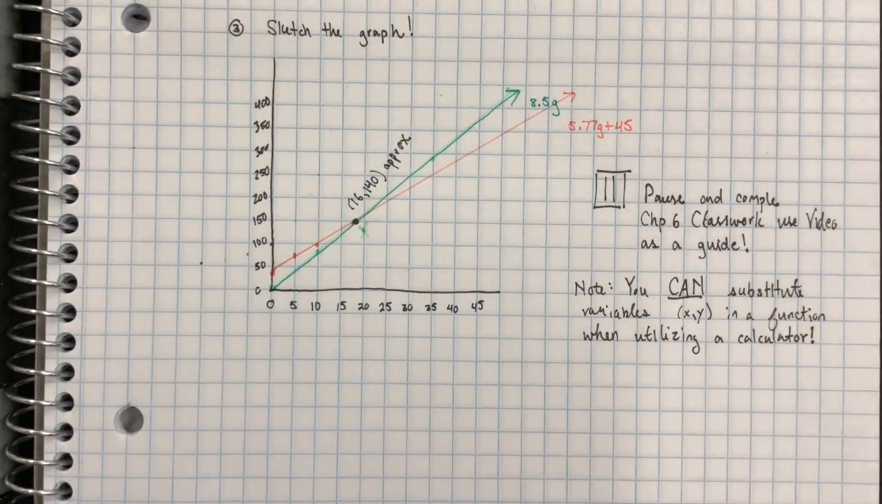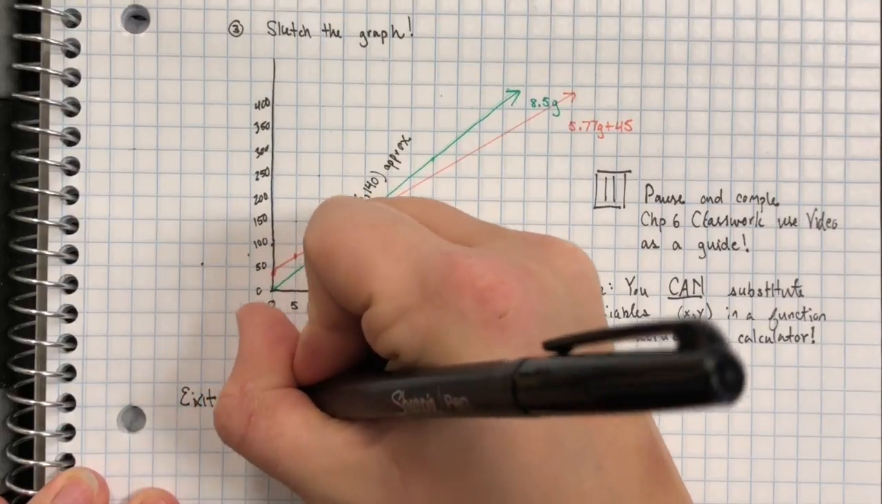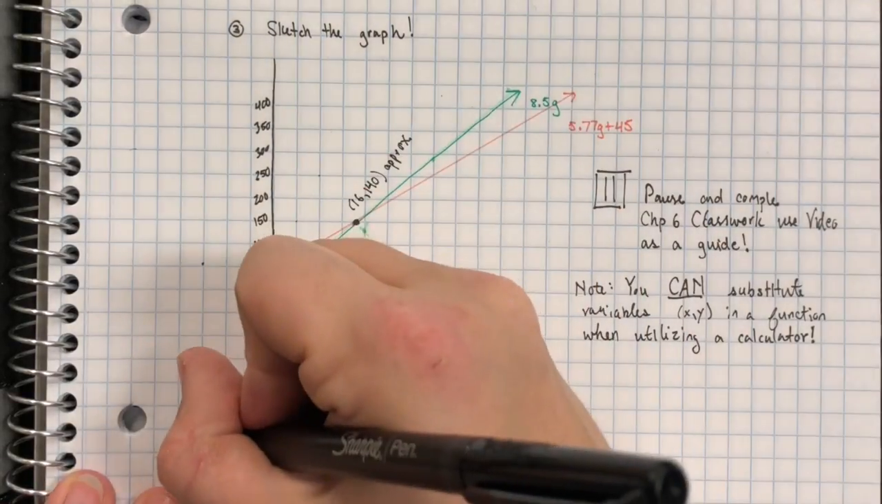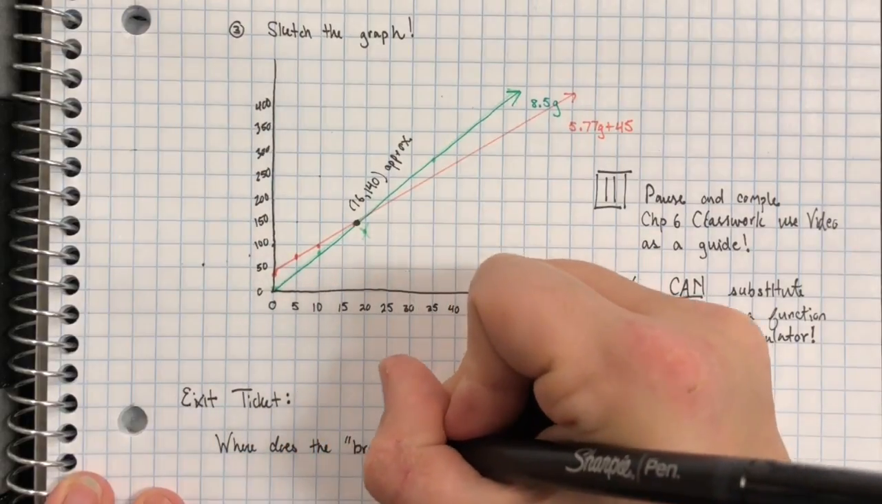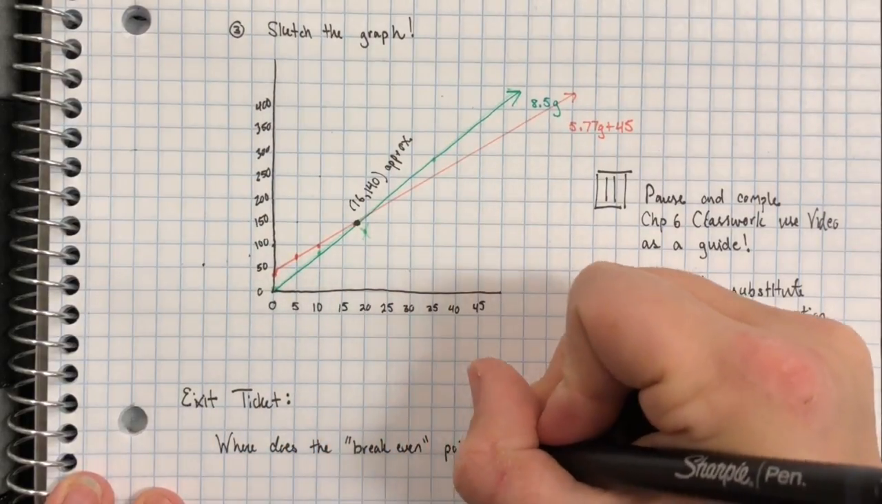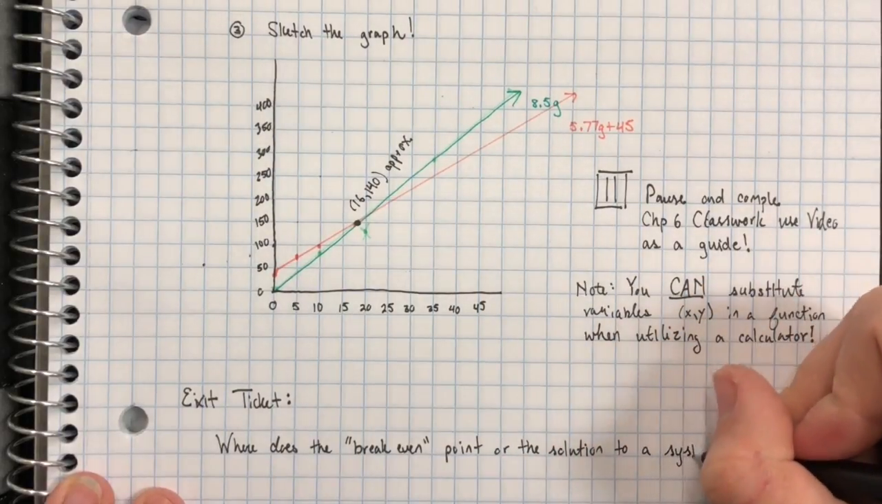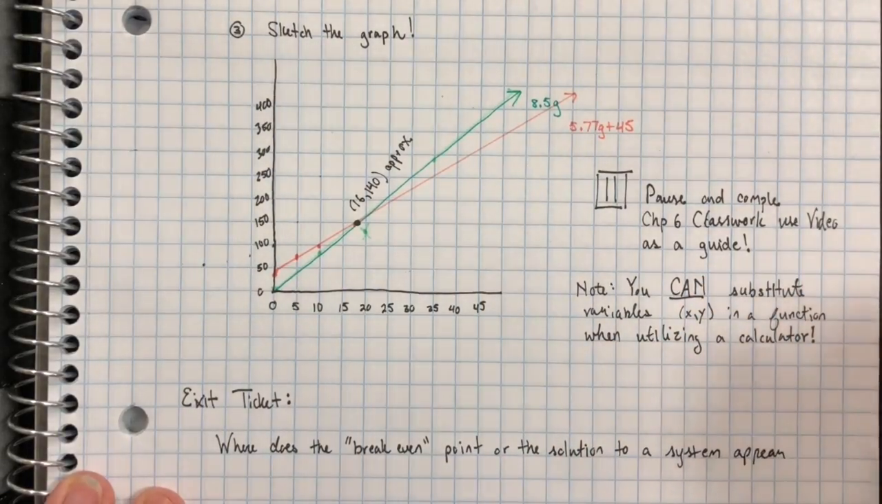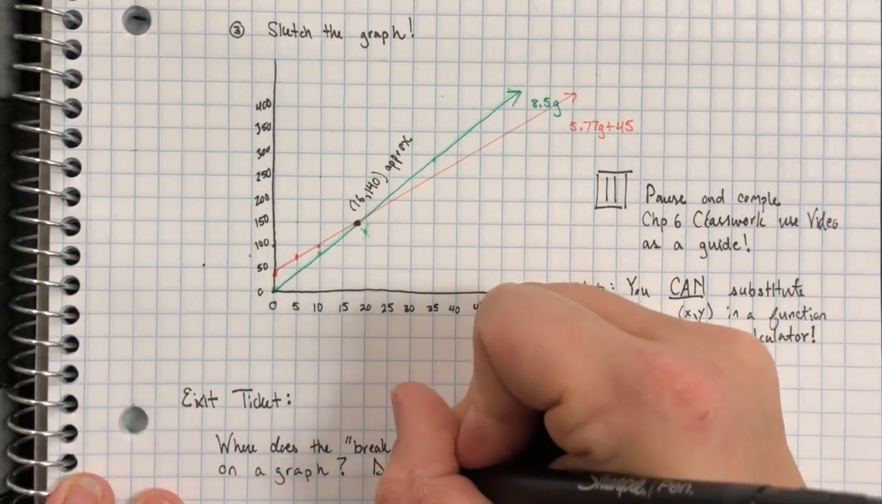So after your Chapter 6 classwork, you're going to come back into your notebook and you're going to answer the following exit ticket, which says, where does the break-even point or the solution to a system appear on a graph? And I want you to describe the location of your answer. If you were to look at your graph, where do you see the solution to the system of the equation?